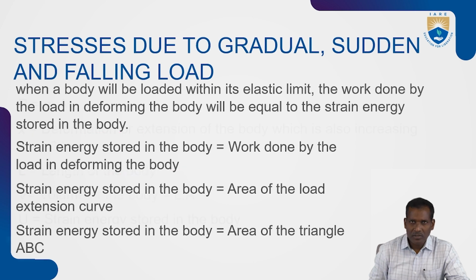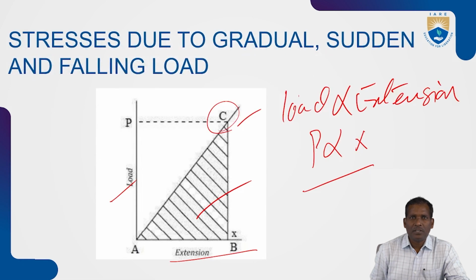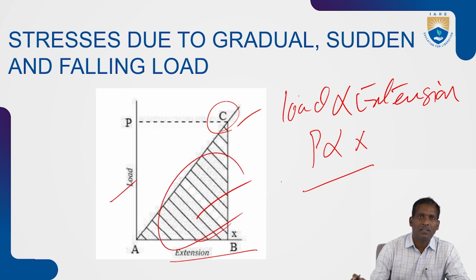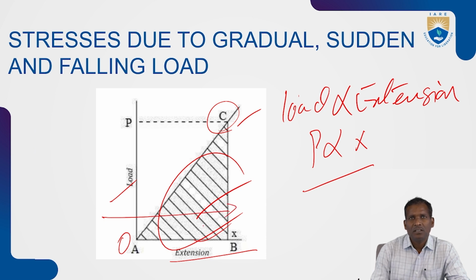Here, the body is subjected to gradual load. If load increases, the extension also increases. So some deformation occurred in this body, from 0 to X. How much work is done to deform the body from 0 to X? That is called the strain energy in the body.